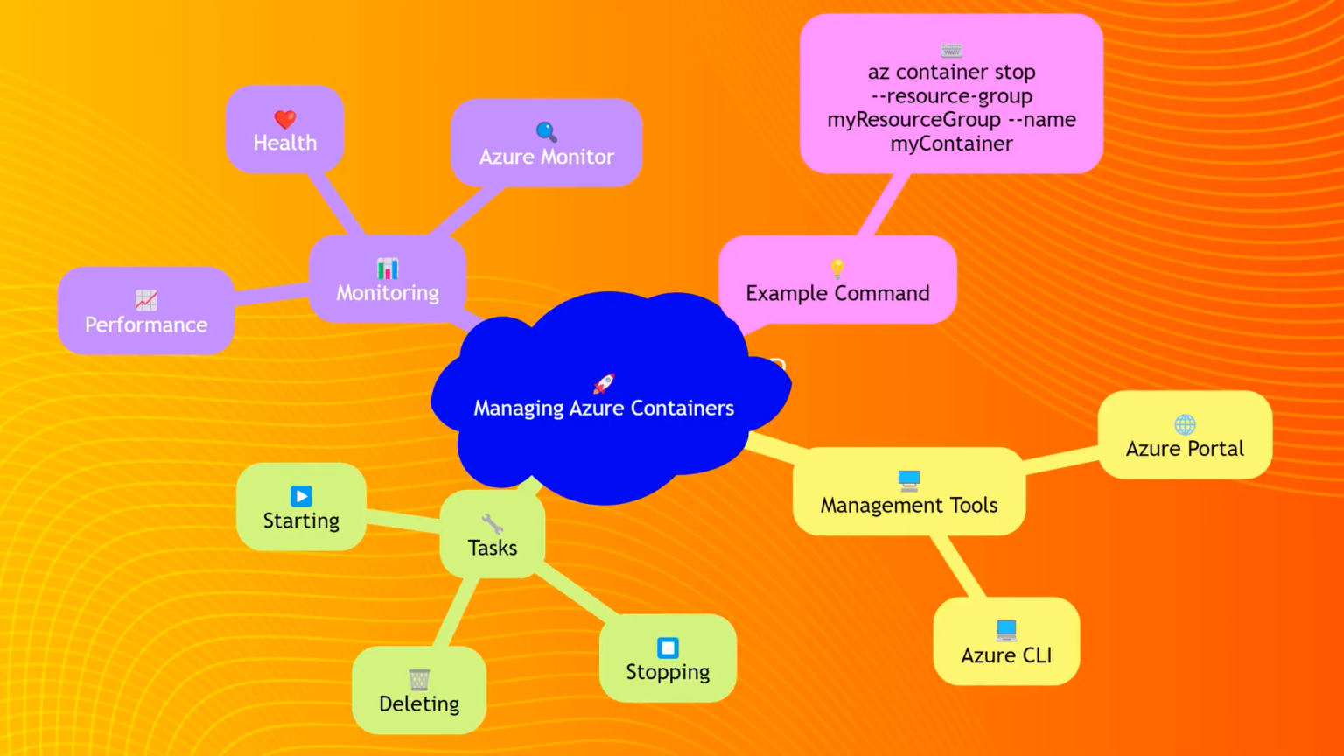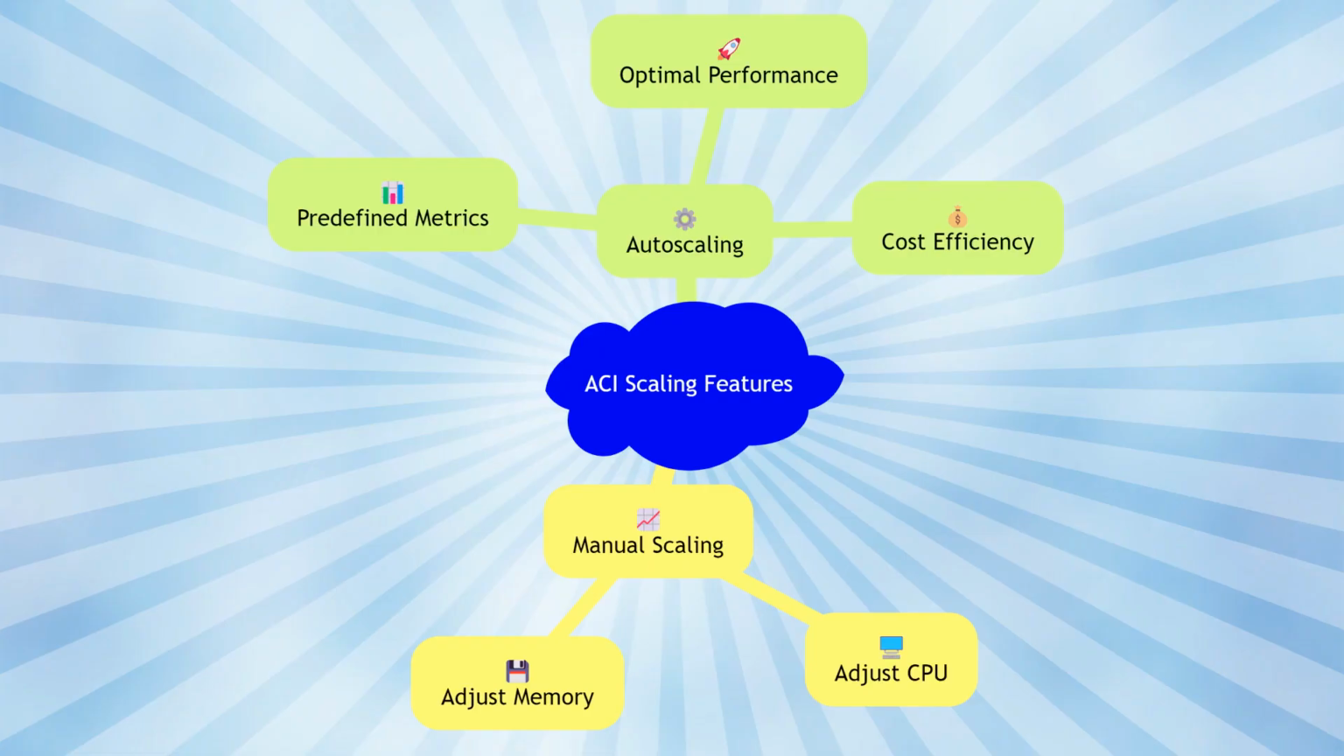Once your container is deployed, you can manage it using the Azure portal or the Azure CLI. Management tasks include starting, stopping, and deleting containers. You can also monitor the performance and health of your containers using Azure Monitor. For example, to stop a container, you can use the command az container stop --resource-group my resource group --name my container.